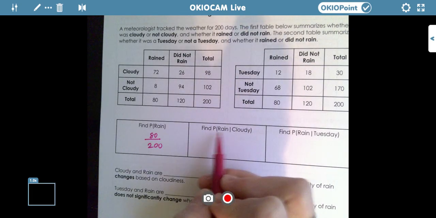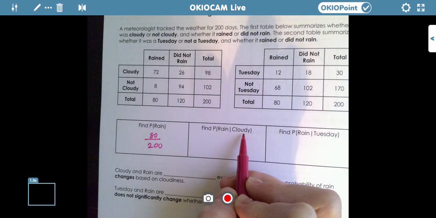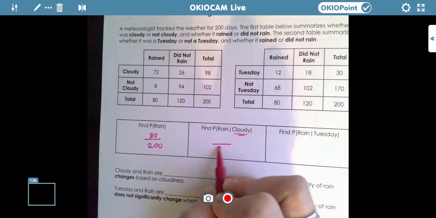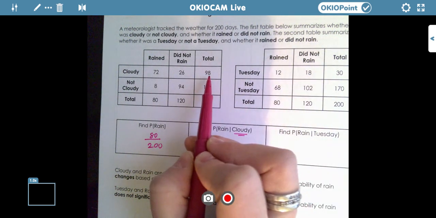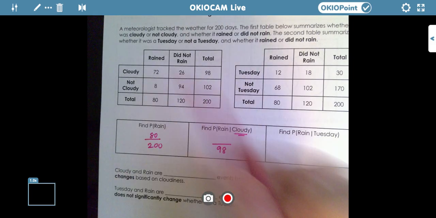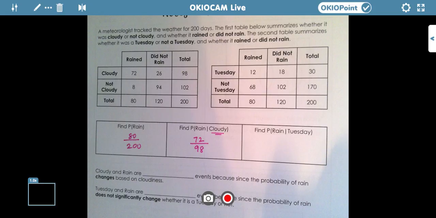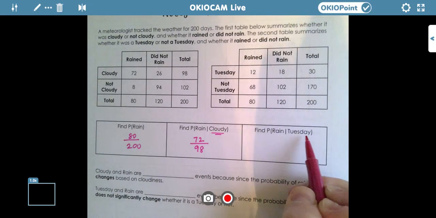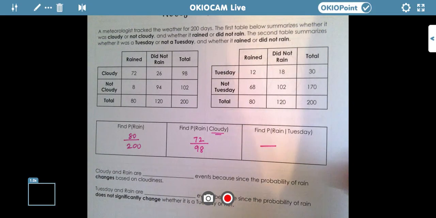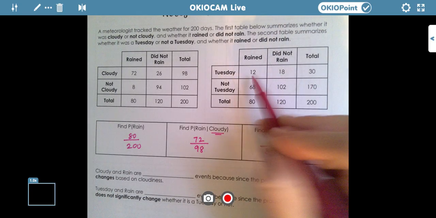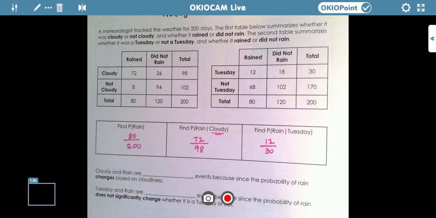Now this one wants the probability of rain given that it's cloudy. So the total cloudy is what I need in my denominator. That's 98. And the days it rained out of that cloudy is what I need in the numerator, which is 72. Then we look at the probability of rain given that it's a Tuesday. Total Tuesdays was 30, and from that row, 12 of those Tuesdays, it rained.